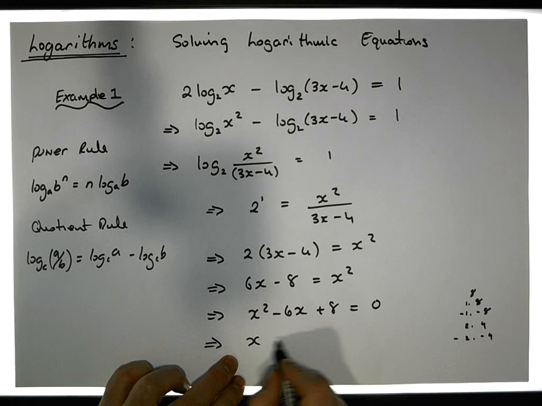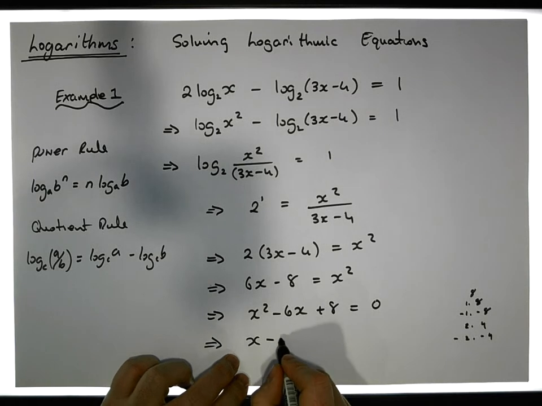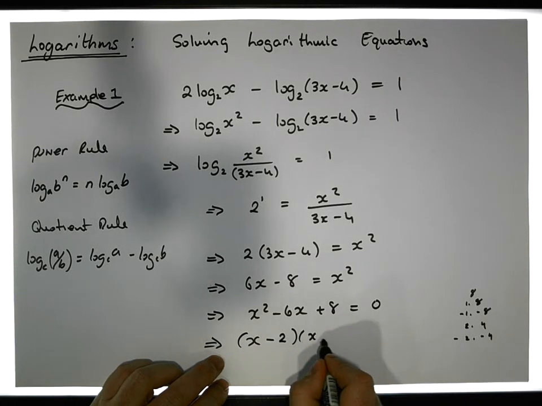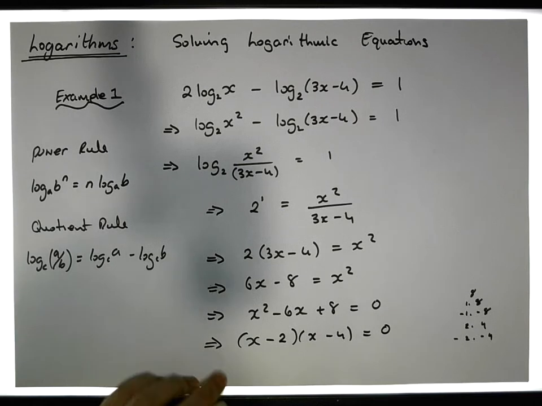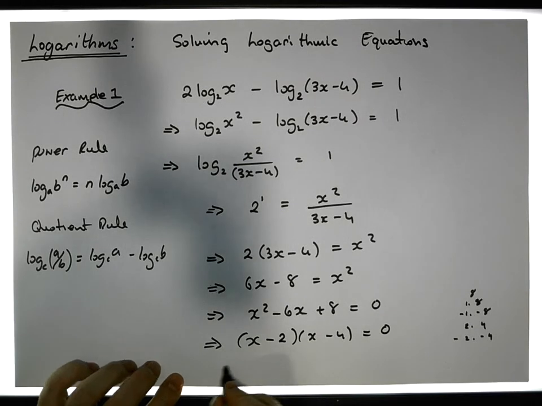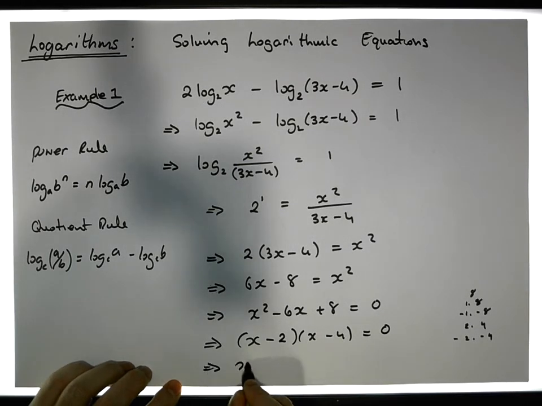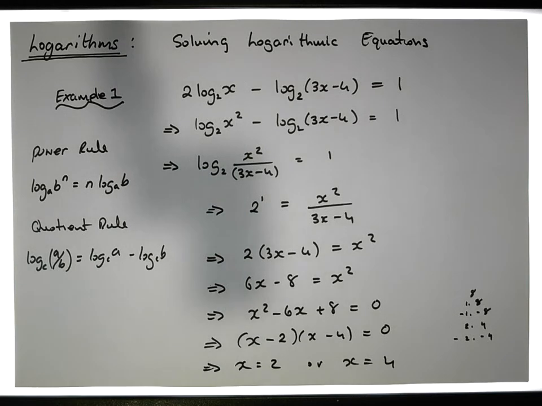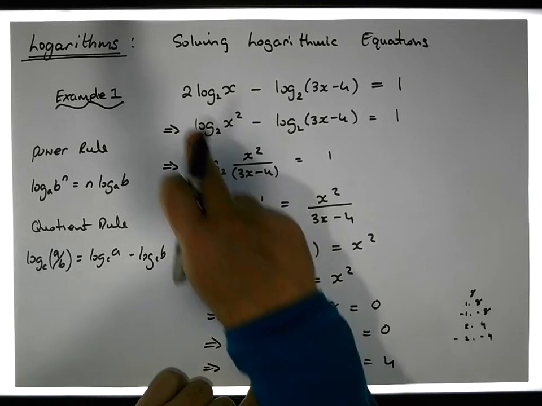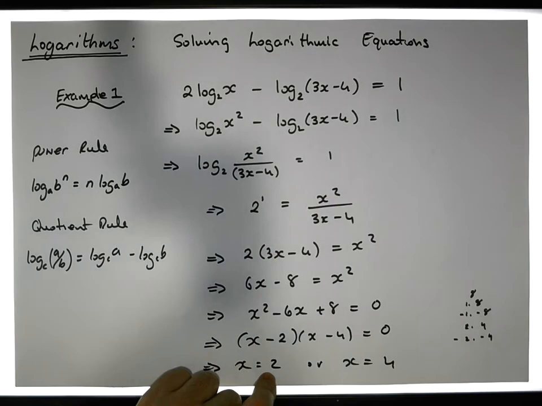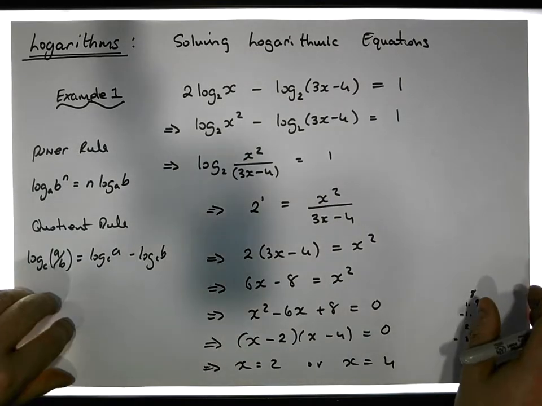So our actual factorization is (x minus 2) times (x minus 4) equal to 0, which implies that x must be equal to 2, or x must be equal to 4. So under these particular conditions we should have this equation giving us 1. Maybe we'll just sanity check this. Let's do that verification.